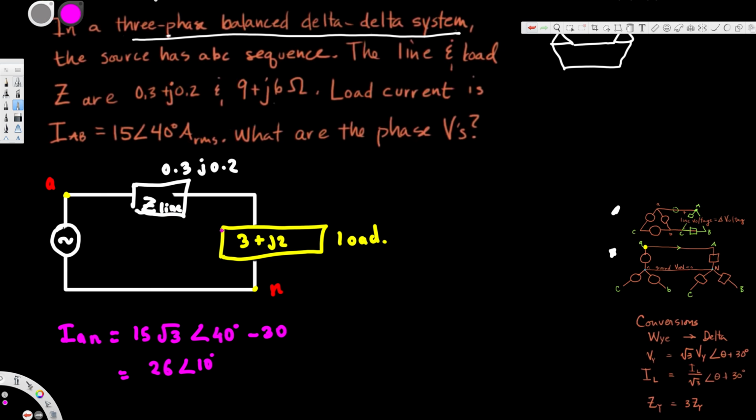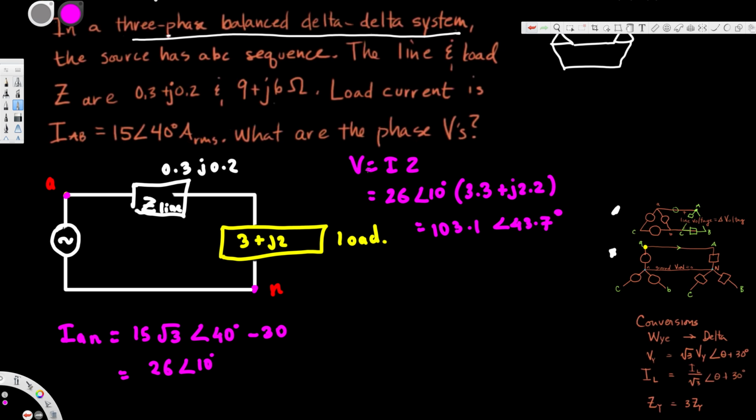Now we have the current and the impedance, so we can find the voltage. Voltage is equal to IZ, and the current is 26∠10°. Since we are looking at the voltage from A to N, we have to add the impedances. 0.3 plus 3 is 3.3, and j0.2 plus j2 is j2.2. If you calculate this, you get 103.1∠43.7°. This is the voltage in the Y system, but the question asks for the voltage in the delta system, so we have to convert it.